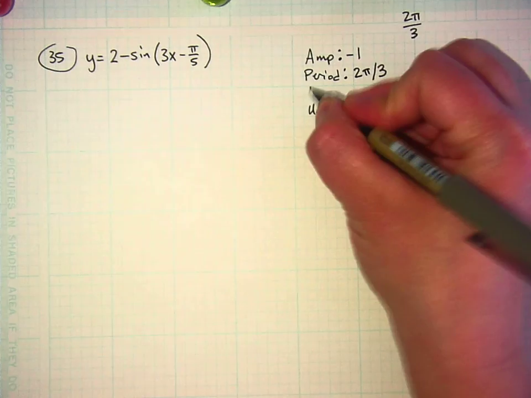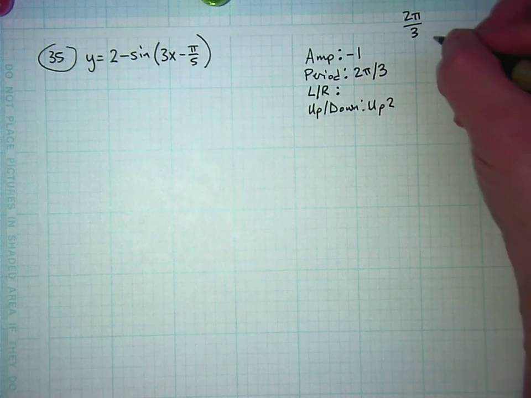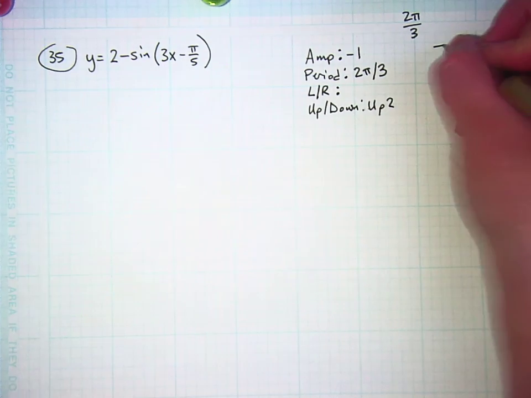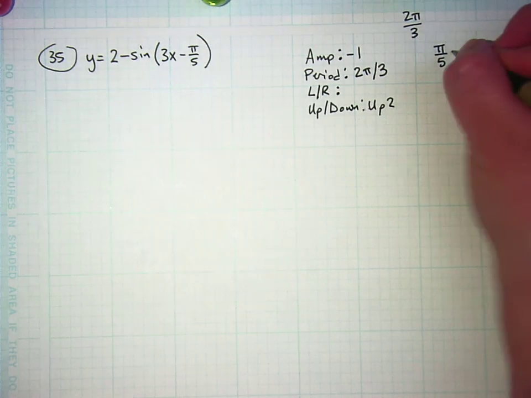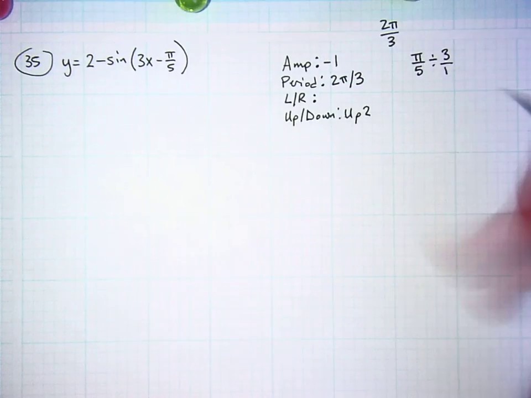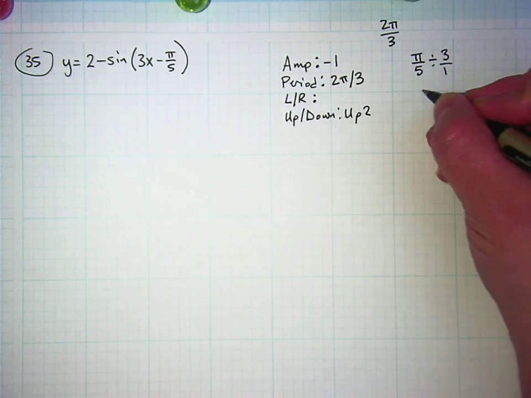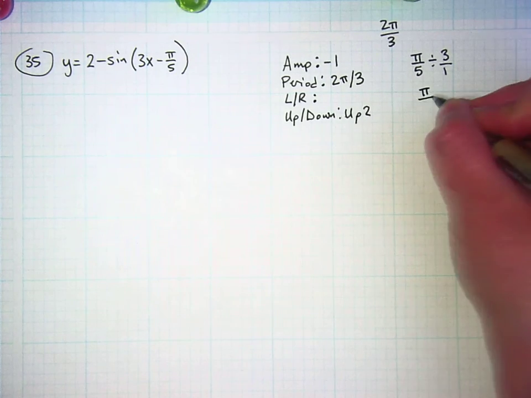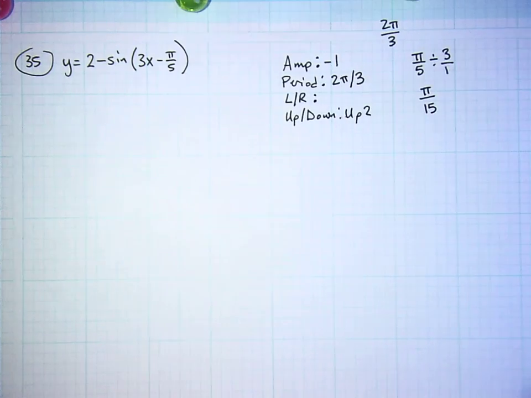All right, left and right. 3 pi over 5. So, to the right. Positive. So first we start with C. We've got pi over 5, right? Yes. And then we divide it by B, which is 3. Now it'd be what? Pi over 15. Flip it to make it 1/3.